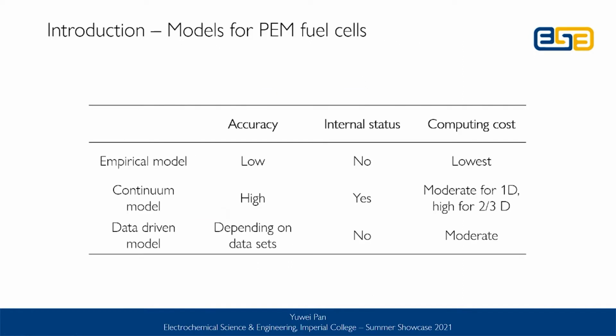As the operation of a PEM fuel cell involves processes happening at different length and time scales, current modeling works often focus on 3 categories: the empirical model, continuum model, and data-driven model. Among these model types, the empirical model is considered the least accurate one, but due to its lowest computing cost, it is still favored by several applications, including lifetime assessment, real-time status estimation, and large-scale simulation.